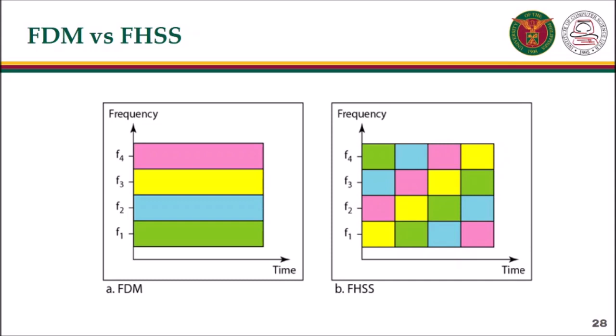Here is an example of 4 channels using FDM and 4 channels using FHSS. In FDM, each station uses one-fourth of the bandwidth, but the allocation is fixed. In FHSS, each station uses one-fourth of the bandwidth, but the allocation changes hop to hop.